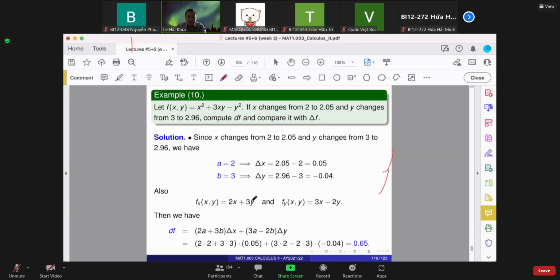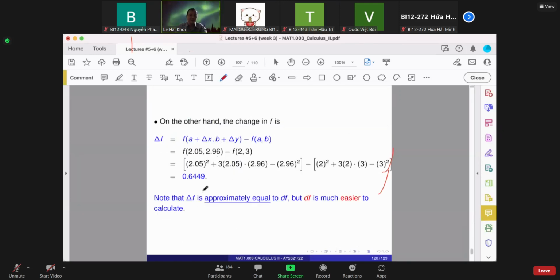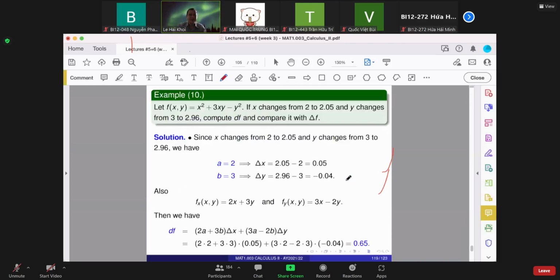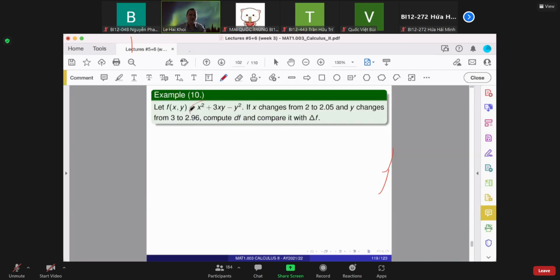Let's see where I write the words easier to find. Here, delta F is approximately equal to DF, but DF is much easier to calculate. That's why we change to DF. And in that example, you have a function of two variables, you change x from 2 to 2.05, y from 3 to 2.96, and you are asked to compute DF and compare with delta F, whether they are almost the same or not in this situation.